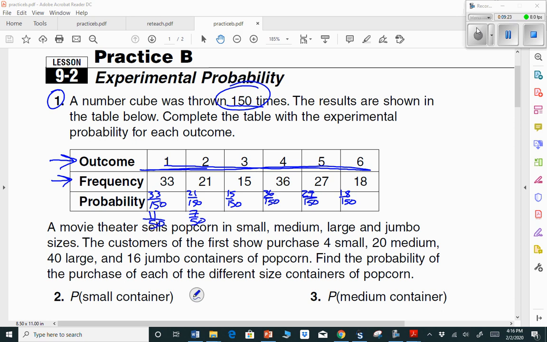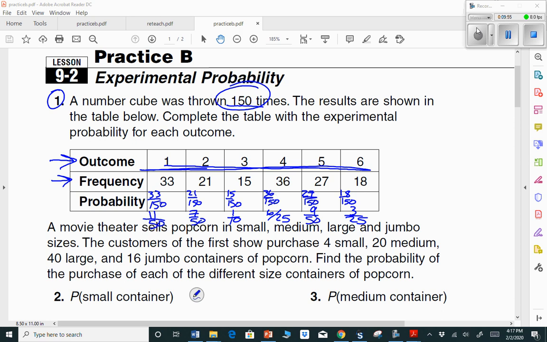This one's going to be 1/10. And 36 fraction key 150, it equals 6 over 25. 27 fraction key 150 equals 9 over 50. And 18 fraction key 150 equals 3 over 25.